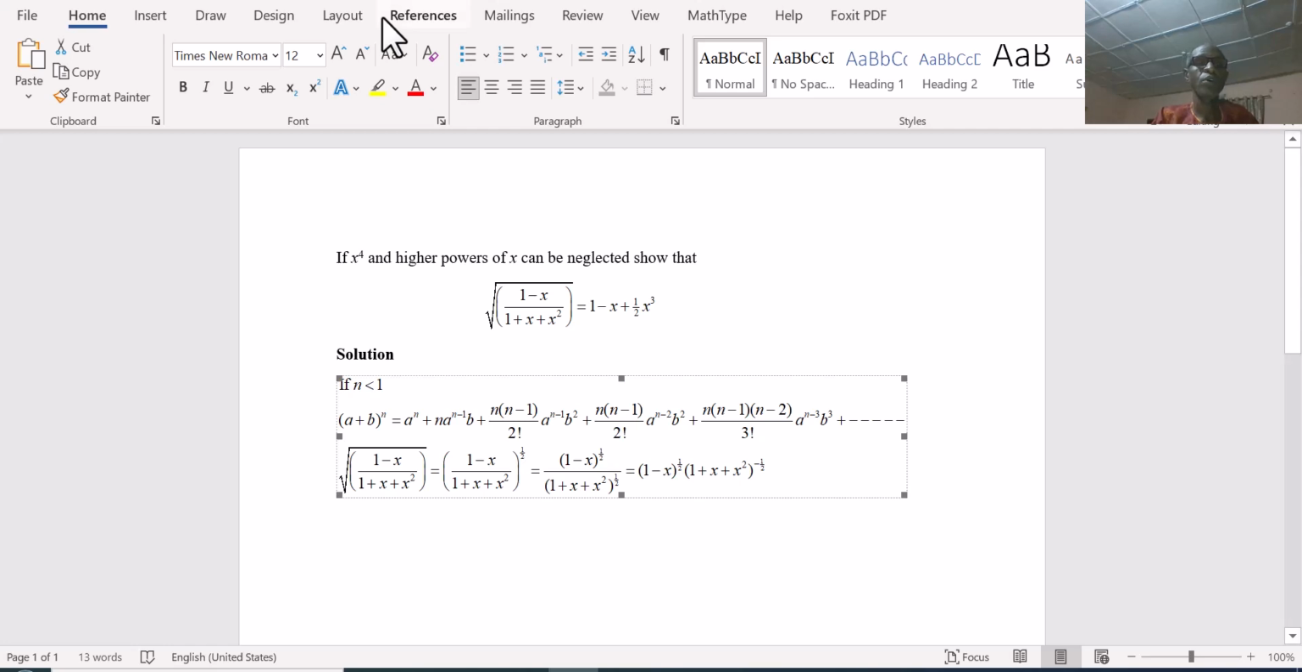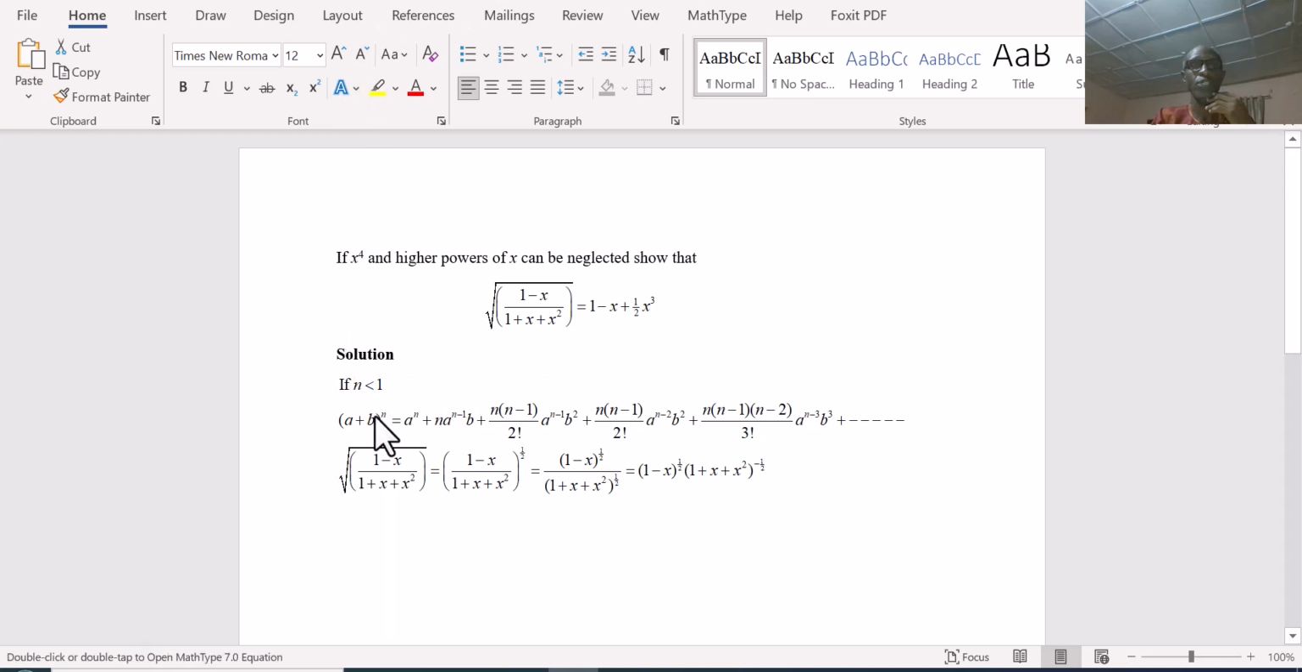Okay, welcome back. The question is: if x to the power of 4 and higher powers of x can be neglected, show that the square root of (1 minus x) over (1 plus x plus x squared) is equal to 1 minus x plus half x cubed. So we are asked to show this. Let's see how we go about it.